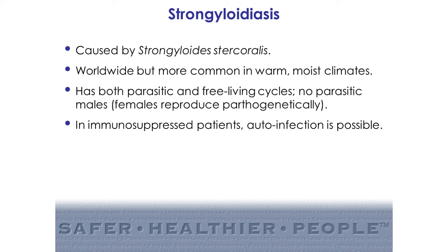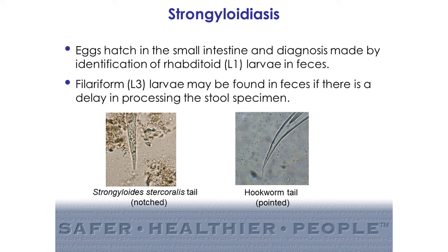Strongyloides have a free living and a parasitic life cycle. There are no males. The females reproduce parthenogenetically. Autoinfection is possible in immunocompromised individuals. The eggs of Strongyloides usually hatch in the small intestine prior to excretion, and as such, they are not normally seen in stool samples. In my more than 40 years in the clinical lab, I have never seen a Strongyloides egg. So diagnosis is made by identifying the larvae in feces.